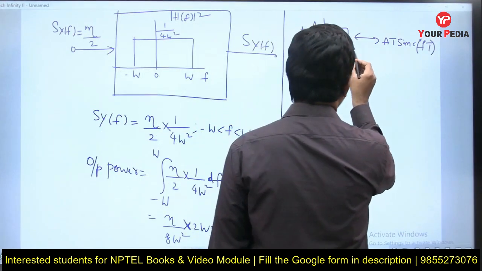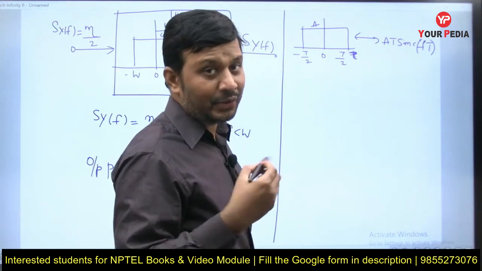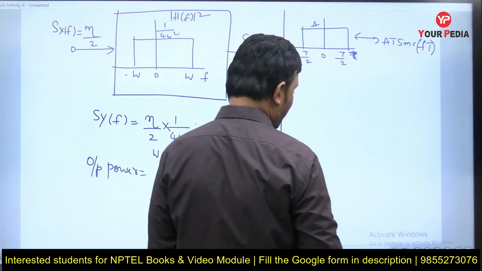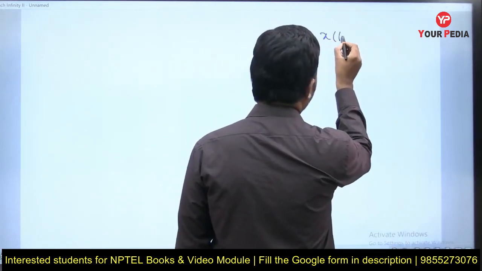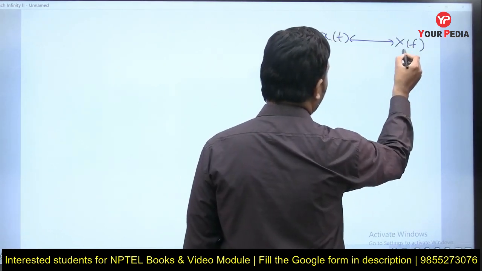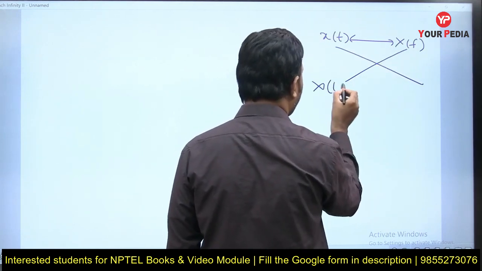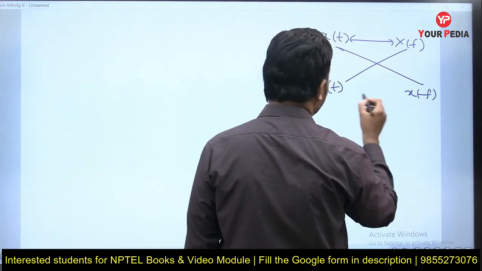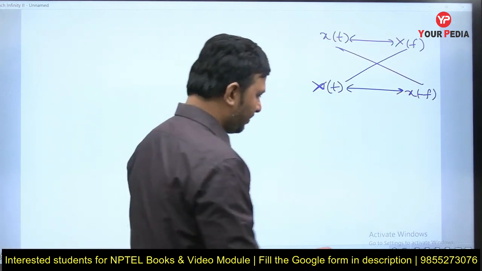Now I'll do one thing. Instead of T, I'll take tau. Now apply the duality property. So what does the duality property say? Duality property says that if the signal x of t forms a Fourier transform pair with X of f, now if you want to apply duality, bring this here, bring this here. If you bring here, replace f with t. When you bring here, replace t with minus f, so that capital X of t forms a Fourier transform pair with small x of minus f.